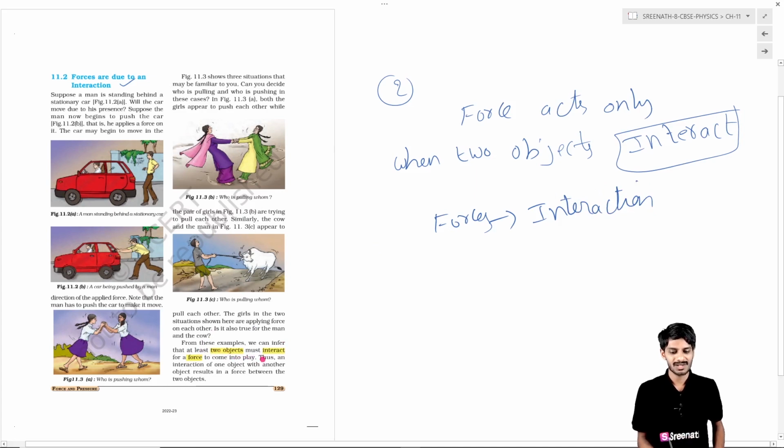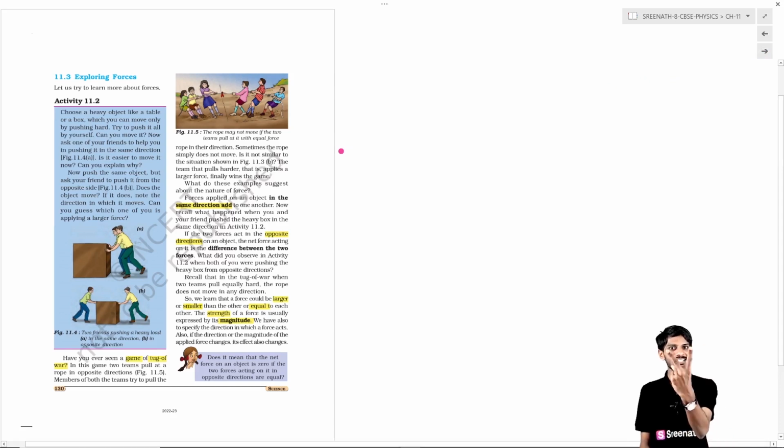At least two objects must interact for a force to come into play. In order to see a force, at least two objects must interact. Then only force will come. We have completed two topics.